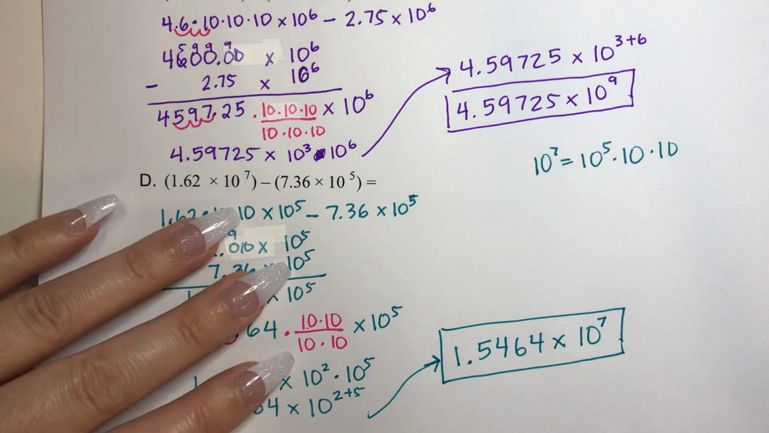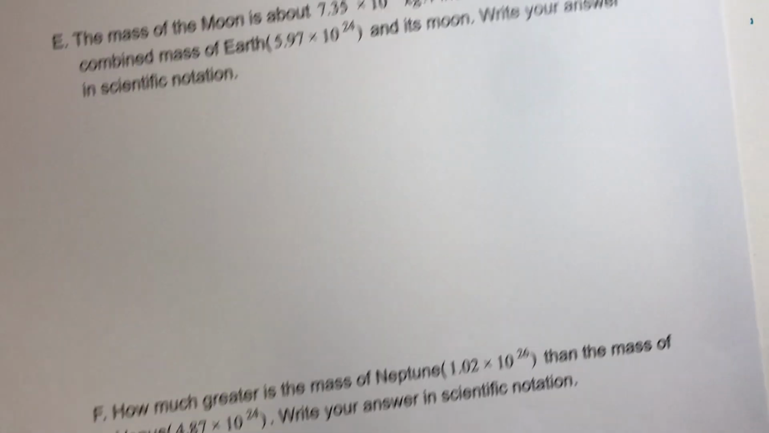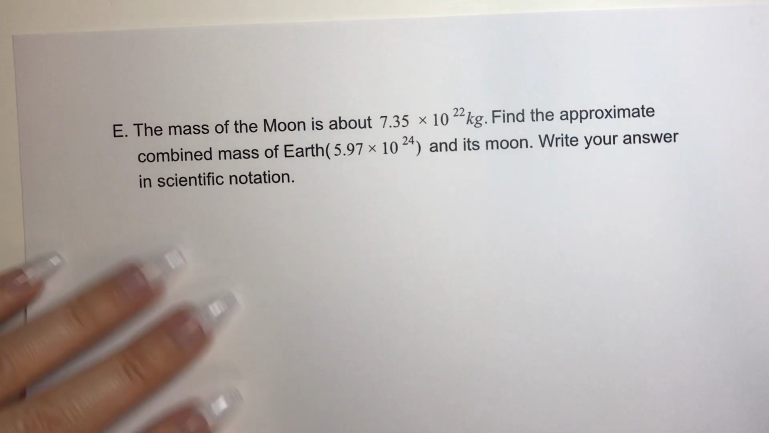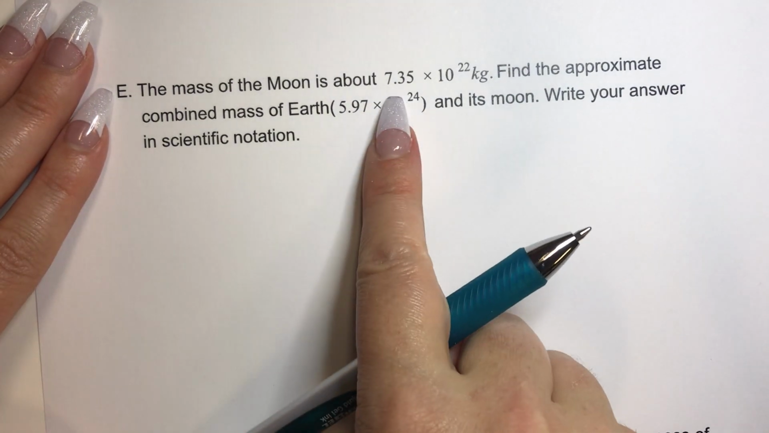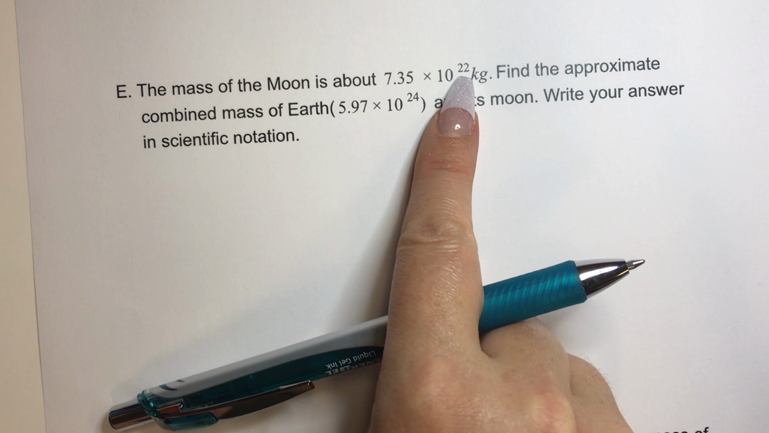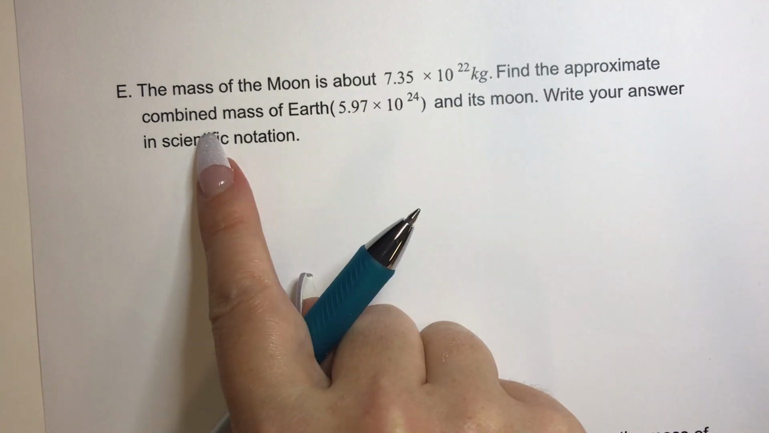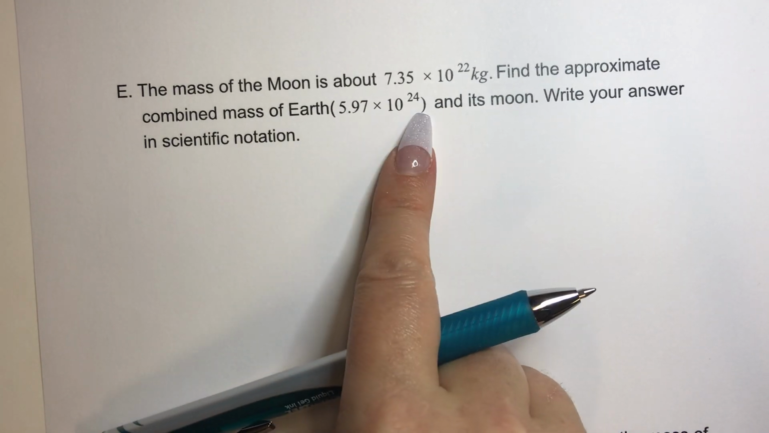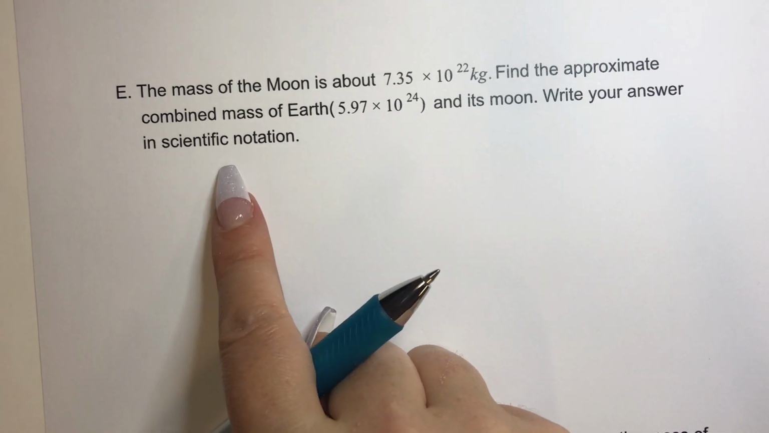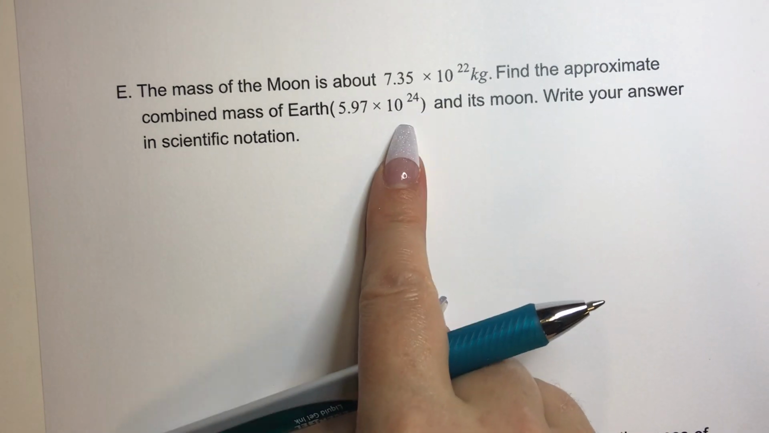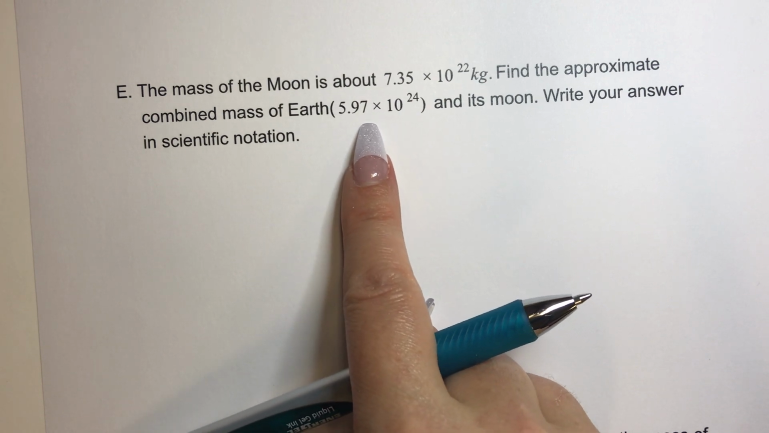All right. Okay, let's look at a few application problems. Okay, so for E, we have the mass of the moon is about 7.35 times 10 to the 22nd power kilograms. Find the approximate combined mass of the Earth and its moon. So we have the moon and the Earth. Write your answer in scientific notation. And what's the combined, which means we're going to be adding. Okay, we can do that.